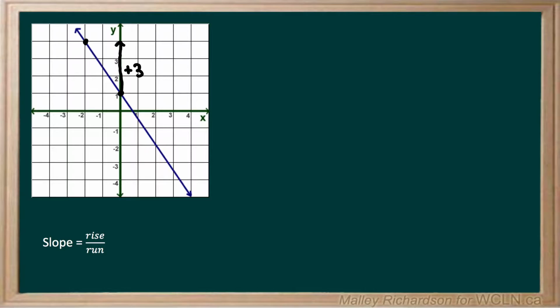And now we have to find our run. So we move to the left once and twice. But because we move to the left, we're going to have a run of negative 2. Now that we know our rise and our run, let's plug this into our formula. We have our m equals our rise, which was positive 3, over our run, which was negative 2. So our slope is then going to be negative 3 over 2.